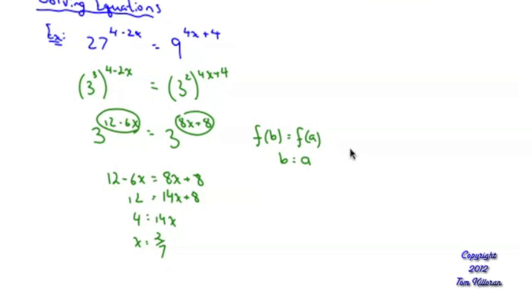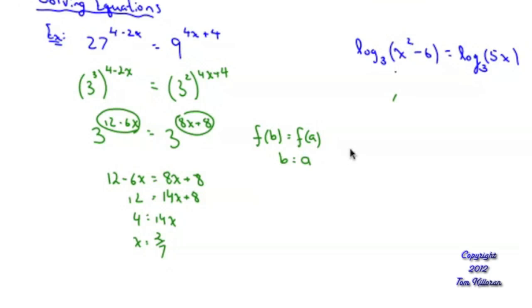I don't think I wrote that one down, but I can make up one. It also works with logs. If you have a log function on both sides, you can use the one-to-one property to solve it. And the one-to-one property says, well, these are both log base 3. So what must be true about the insides? They have to be equal to each other.